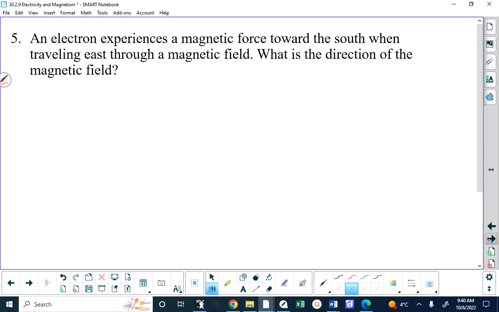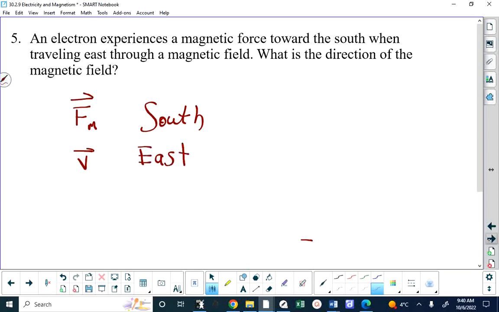We have 3 dimensions in our world, and we have 3 things. And that means that if the electron is experiencing a force south, the magnetic field cannot be north or south because it has to be perpendicular to south. If it's traveling east, then the magnetic field cannot be east or west. What I'm saying is north and south is taken, east and west is taken.